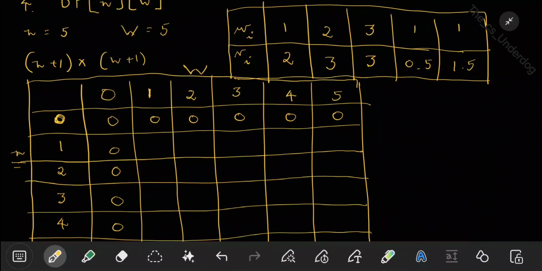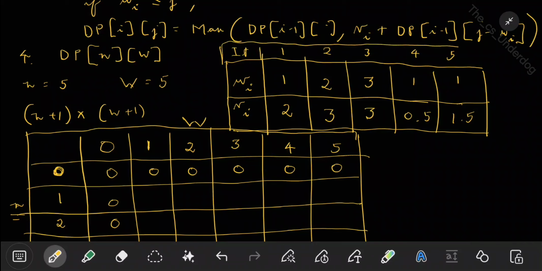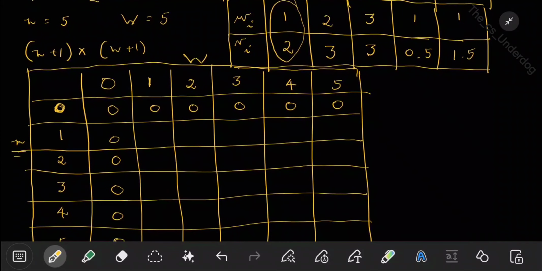In this, what is the first item here? So I'll just number here 0, 1. Okay, I'll number here as 1, 2, 3, 4, 5. That is item 1, item 2, item 3, and so on. Okay, these are items. So you have 5 items in total, 1, 2, 3, 4, 5. We are considering the first item, which has weight 1 and value 2. Okay, this is what we are considering.